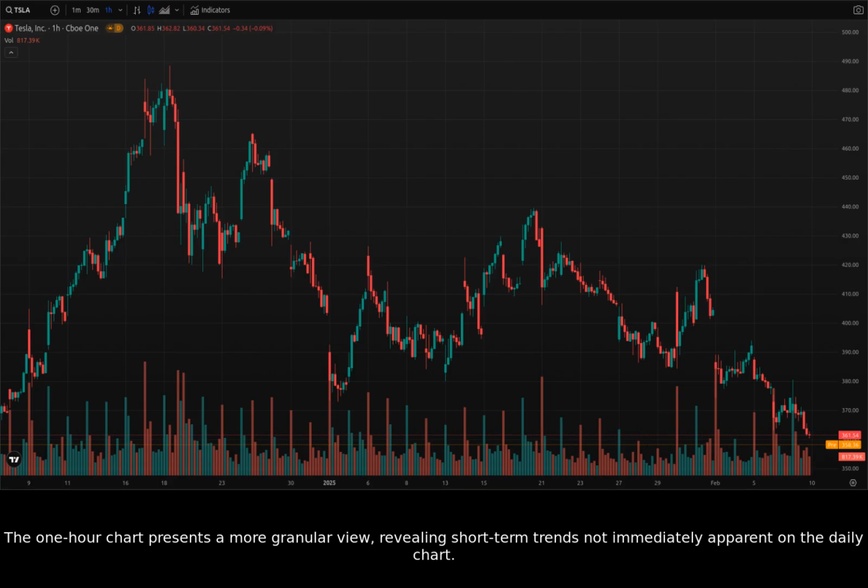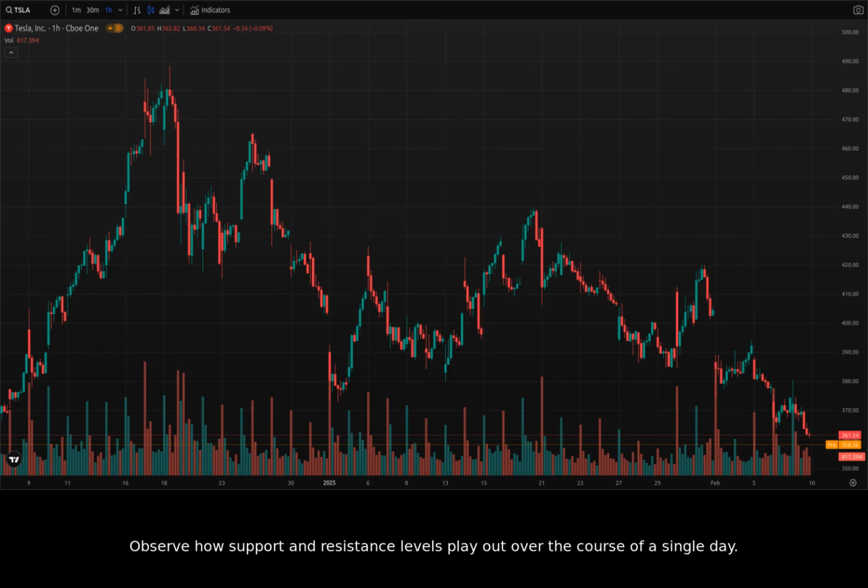The one-hour chart presents a more granular view, revealing short-term trends not immediately apparent on the daily chart. Observe how support and resistance levels play out over the course of a single day. We can clearly observe the recent pullback in the stock price. Moreover, volume analysis can help you better understand the strength of these movements.